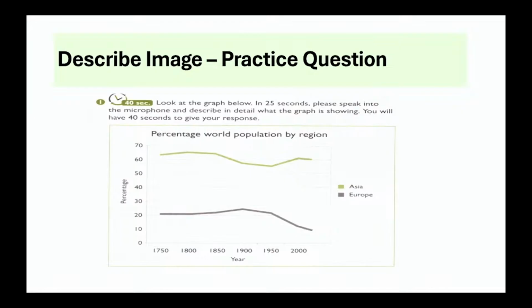It also provides information about the topic in different categories like Asia, Europe, year from 1750 to 2000, and percentage from 0 to 70. This is going to be your second sentence, right? Whatever information you have to convey, it should be related to the image, whatever you can see in front of you. And then how about sentence number 3? Quickly identify your category 1 and category 2.